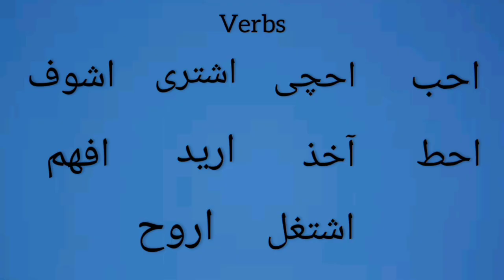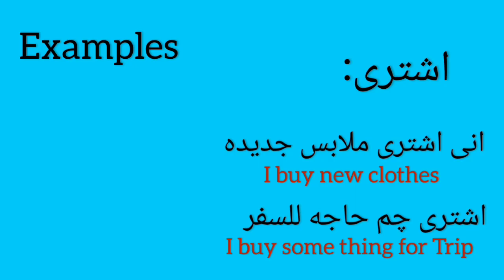The next verb is actually أشتري. أشتري basically means I buy. For example, أني أشتري ملابس جديدة. I buy new clothes. ملابس means clothes and جديدة means new.